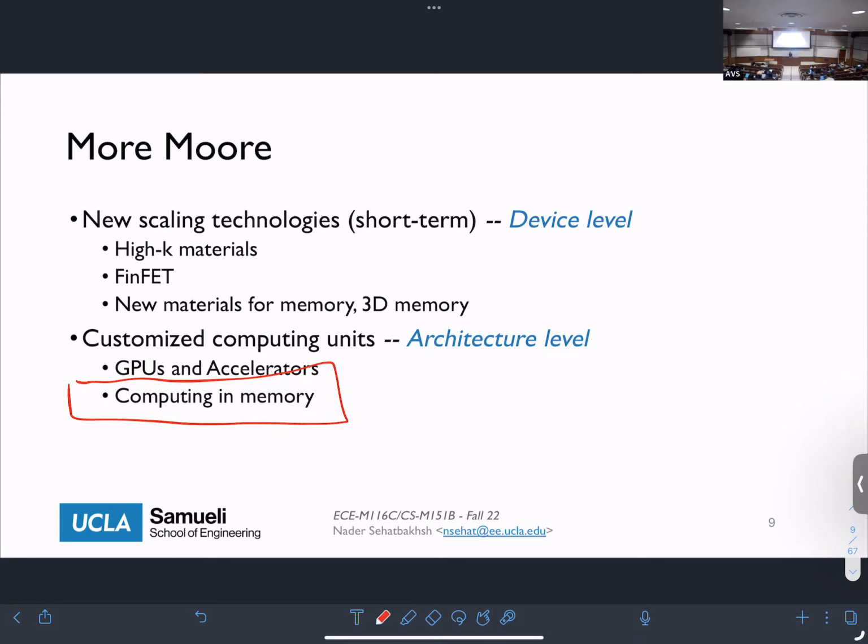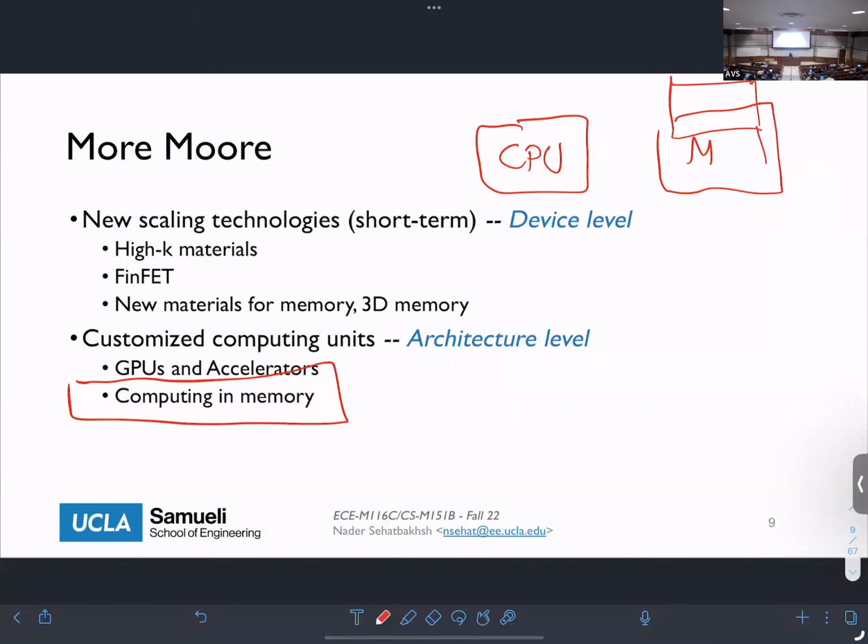So the idea of computing memory is that, if you have technologies such as 3D memory and so on, what we can do is, if this is our memory and this is our processor, maybe we can add a tiny bit of processing on top of this memory. So think about this as a 3D process, and this processing would be on top or at the bottom of my memory.